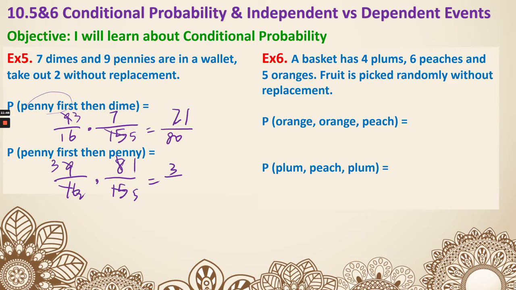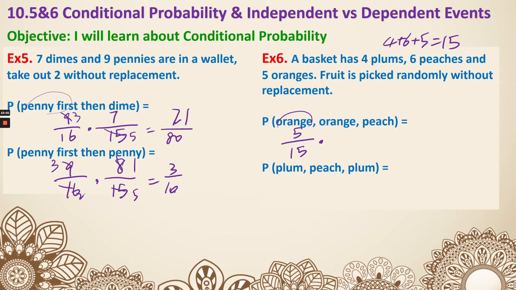Actually, not 5 on the bottom, it is a 10. Okay, number 6. A basket has 4 plums, 6 peaches, and 5 oranges. First, orange. That's 5 in total. 4 plus 6 plus 5, we have 15 fruit. So it's always going to be 5 out of 15.